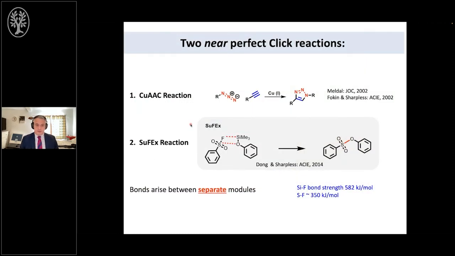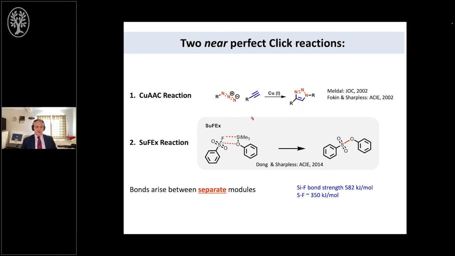Already introduced is the CuAAC reaction, discovered independently by Meldal and Fokin and Sharpless in 2002. And that's really been the cream of the crop. And I think that's taken over from the original fundamentals of click chemistry, because when the original manifesto paper was written, this reaction hadn't been discovered. So the basics of click chemistry were established before the CuAAC reaction came along. But this really overtook everything, and I think it overshadowed everything until perhaps the SuFEx reaction, which was, I guess, discovered or developed in 2014.